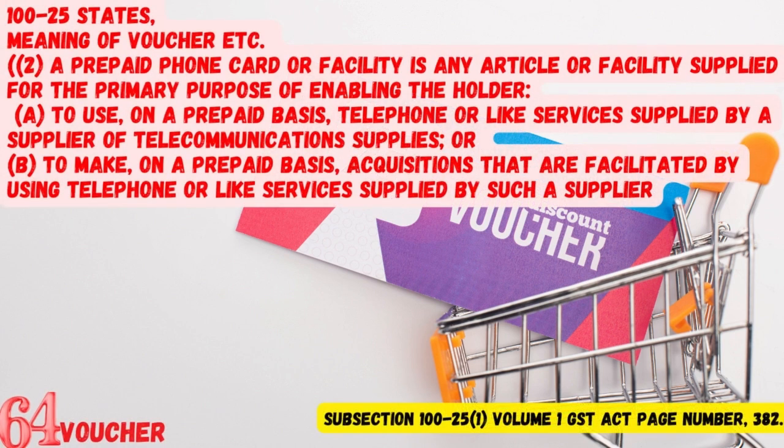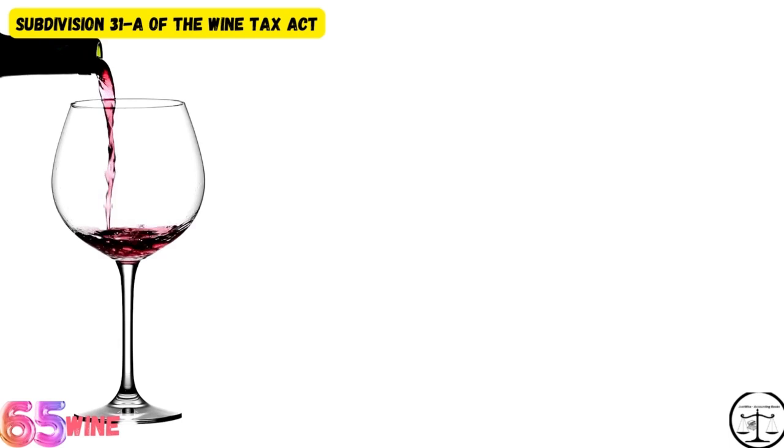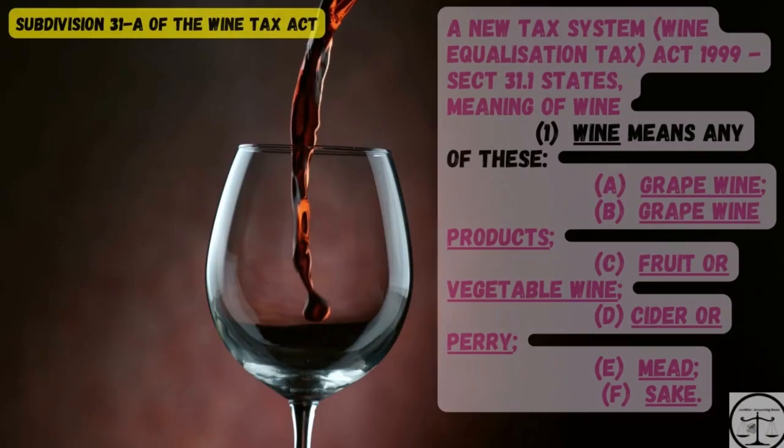2. A prepaid phone card or facility is any article or facility supplied for the primary purpose of enabling the holder A. To use, on a prepaid basis, telephone or like services supplied by a supplier of telecommunications supplies, or B. To make, on a prepaid basis, acquisitions that are facilitated by using telephone or like services supplied by such a supplier. Word number 65. Next word. Wine has the meaning given by Subdivision 31A of the Wine Tax Act.